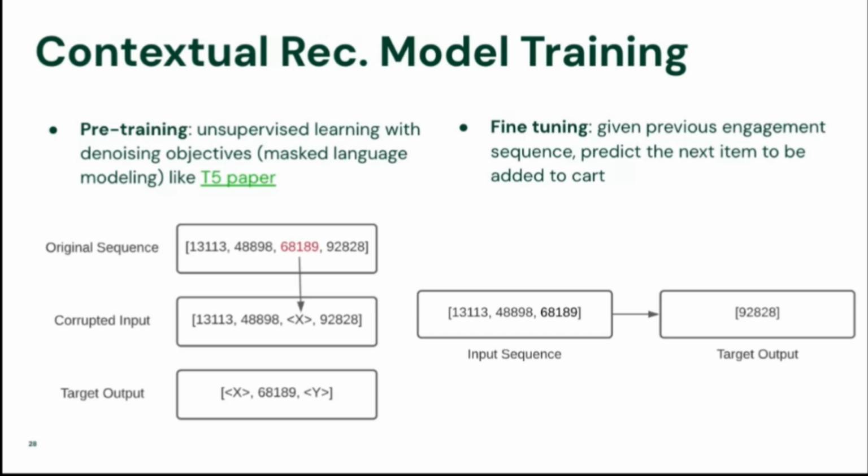And then after pre-training, the fine-tuning objective is to predict the next item to be added into the cart. This is what we want from the final model. The input sequence for this is the products that are already added in the shopping cart. And after training, we evaluate these models as normal, offline with the normal ranking metrics, followed by an A/B experiment. This actually turned out to be one of the biggest wins in Instacart ads.